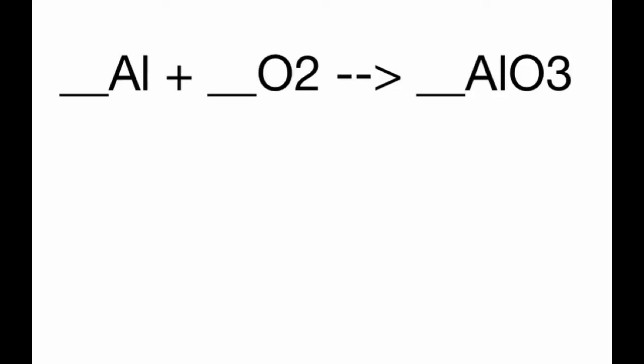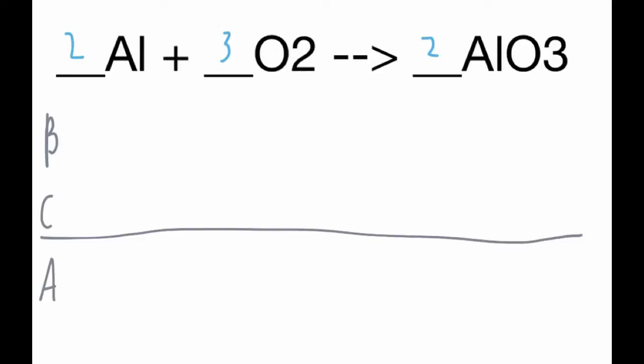Next thing we have to do is balance the equations. So we're going to first balance out the oxygen. So with our common multiple of 6, we'll add a 2 over here, a 3 over here, and then we need to add a 2 over here. So now that we have a balanced equation, we can start doing our BCA table.